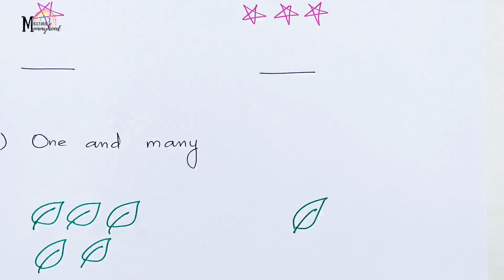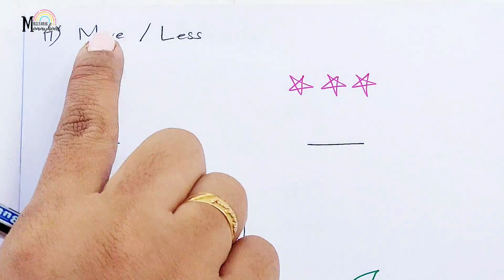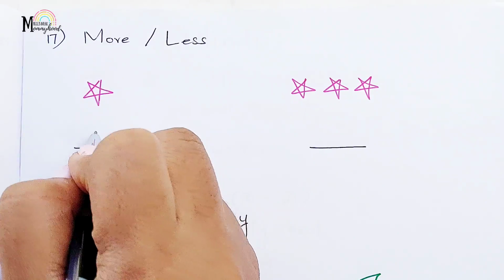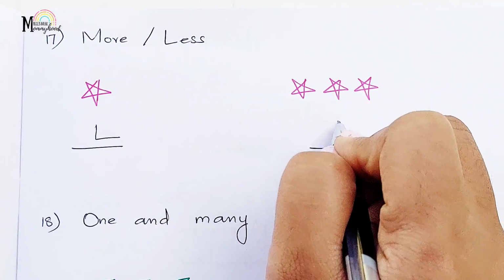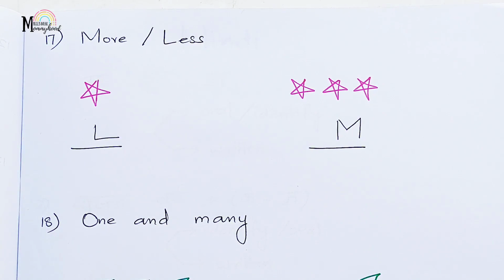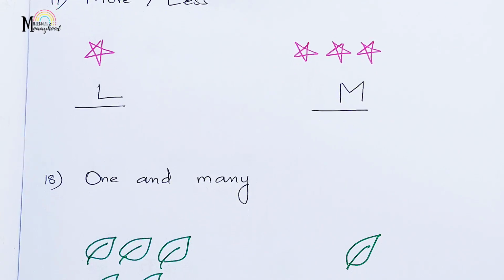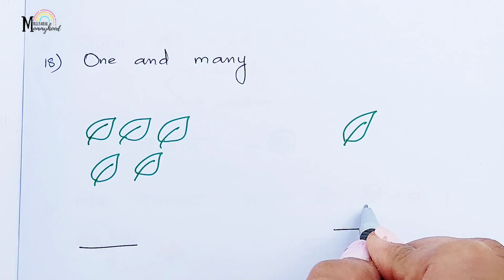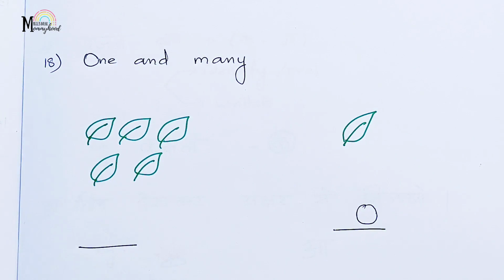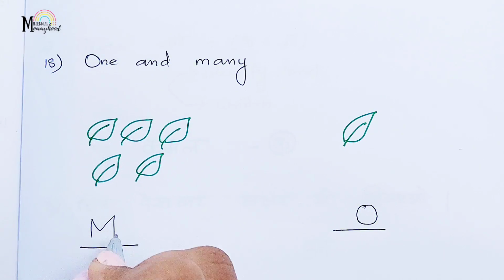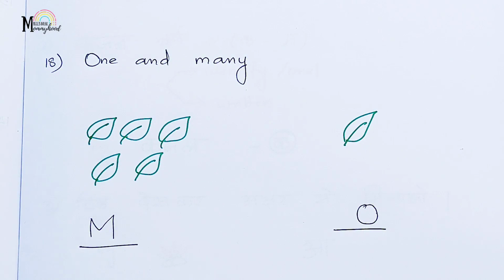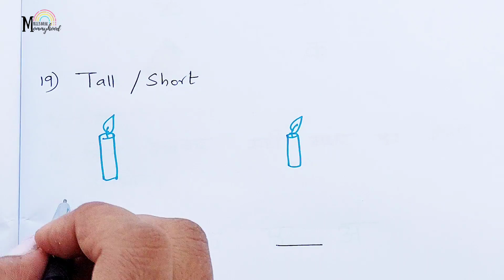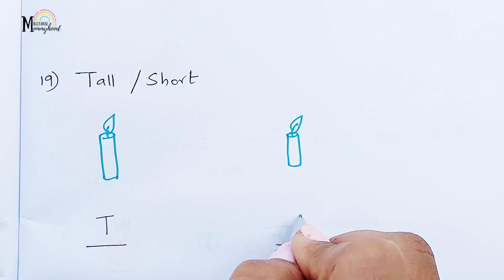The next concept over here is more or less. If there are a lot of objects, you say it as more. If there are lesser ones, you call it as less. So there are different activities which can be done. For example, circling, putting a tick and so on, or just writing M and L. Similarly, one and many. It's an extended concept of more and less. Here the child is also taught that one is called cup, more or many are called cups and so on.